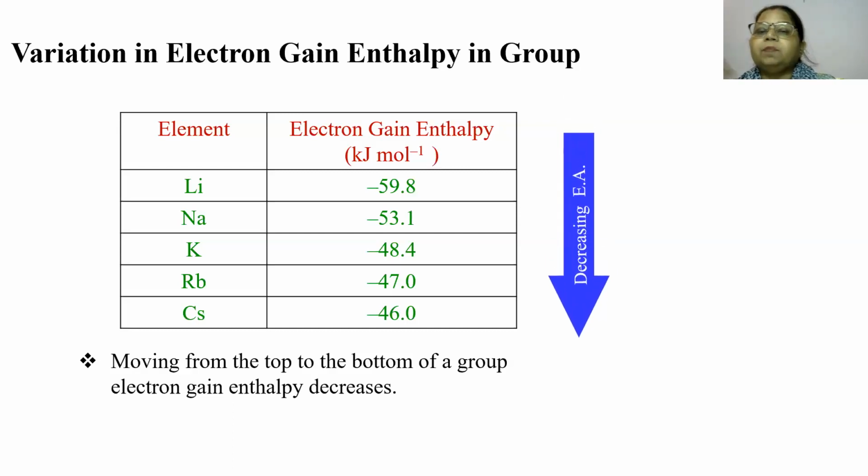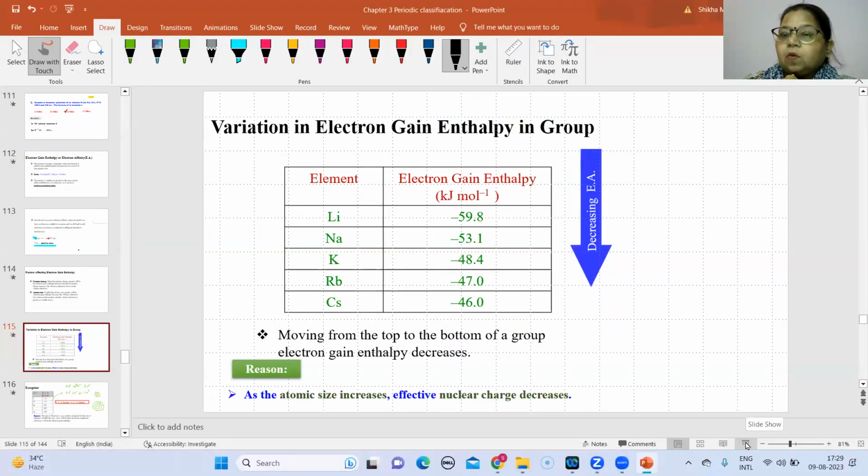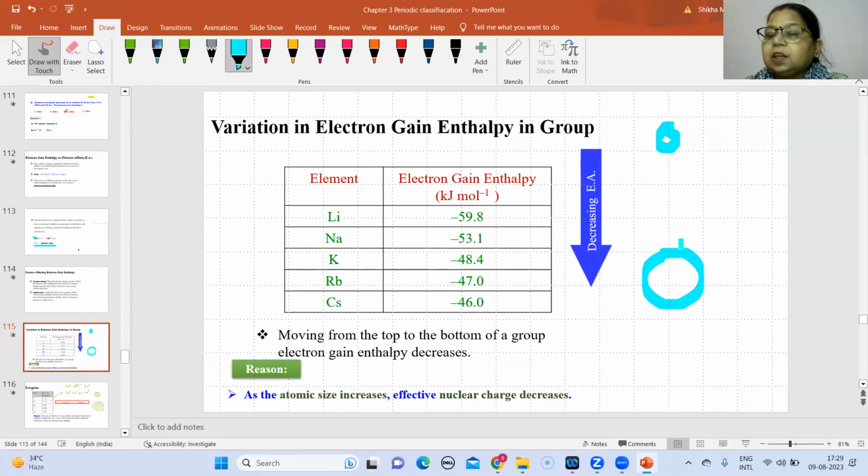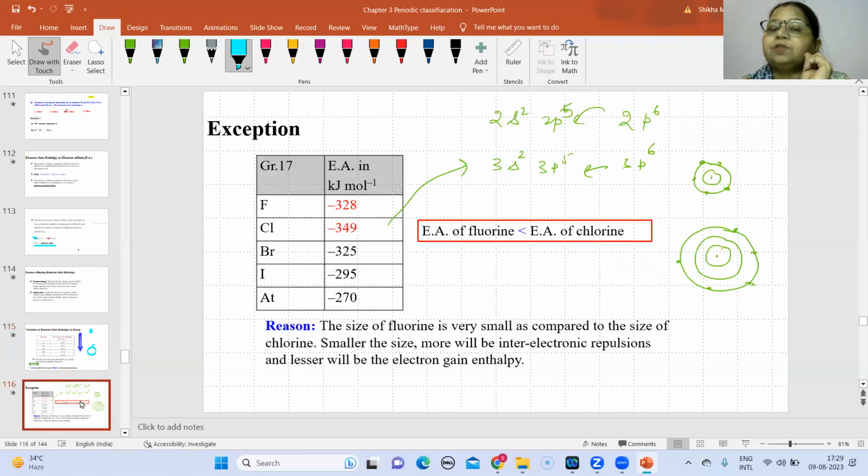Now, talking about what happens to it in a group. In a group, as you can see, it is decreasing, right? That means as the size of the atom is increasing, if this is the size of atom here, and you are adding an electron here, it becomes easier because its distance from nucleus is more, attraction is less. So you can easily add an electron into it. But there is an exception to this rule, or this trend rather.